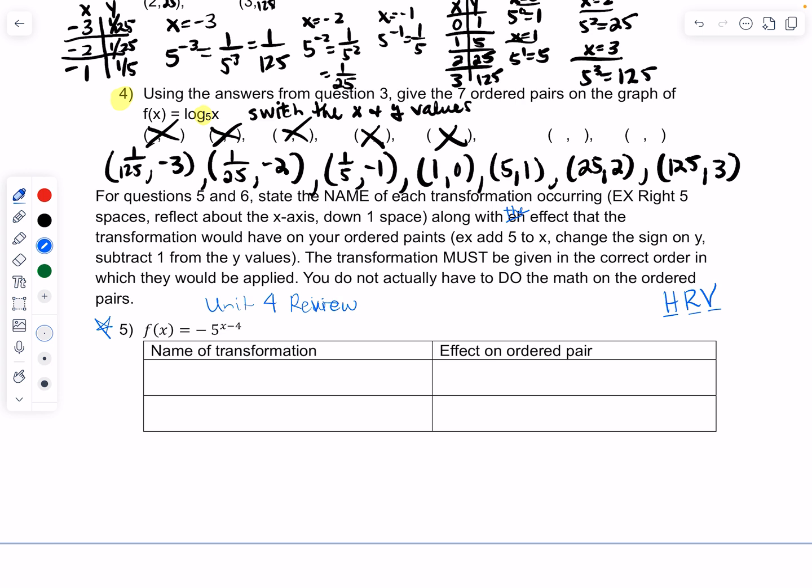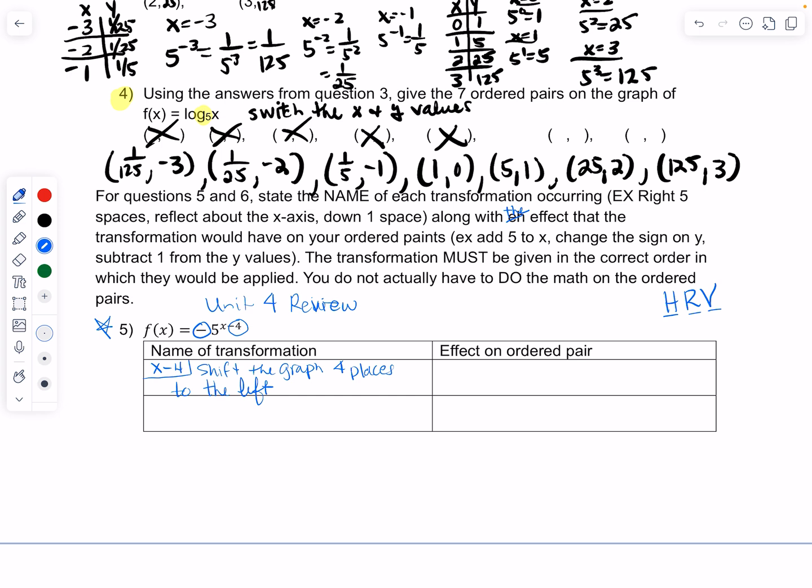So let's see what we have here. This negative is definitely going to be a reflection, and the -4 is a horizontal movement. So I'm going to do the -4 first. So I'm going to put a little note, x -4. Okay, that means I'm going to shift the graph 4 places to the left.